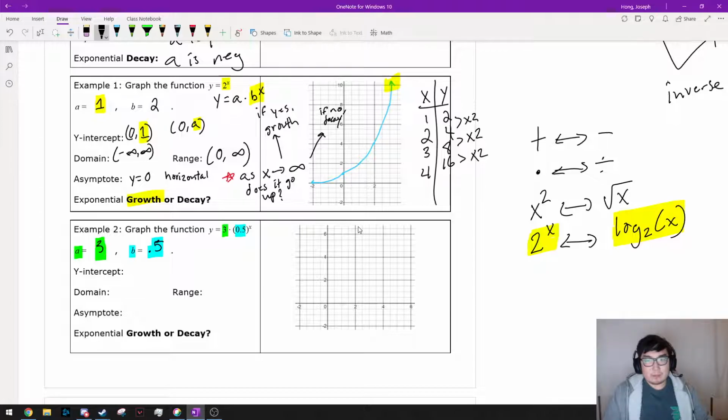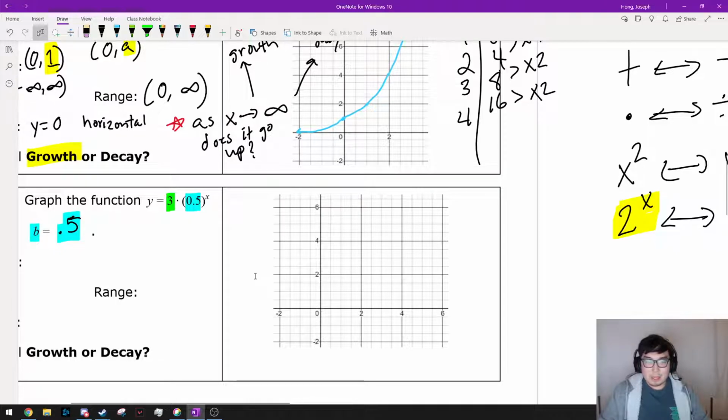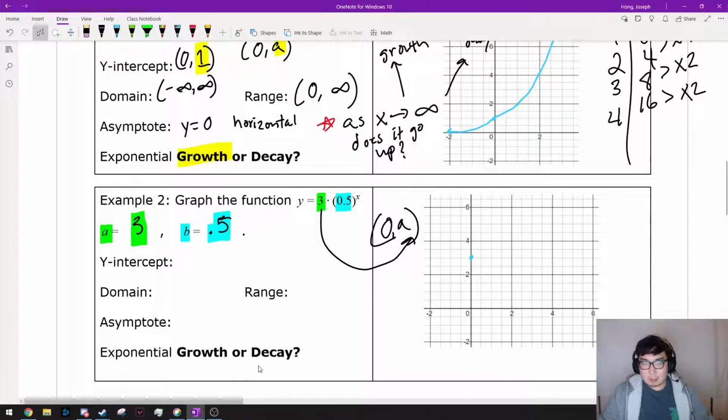So I know that my y-intercept is always going to be 0, comma a. So my a is 3, right? So it has to be 0, comma 3, which is right here. So this is my y-intercept: 0, comma a, which equals 0, comma 3.